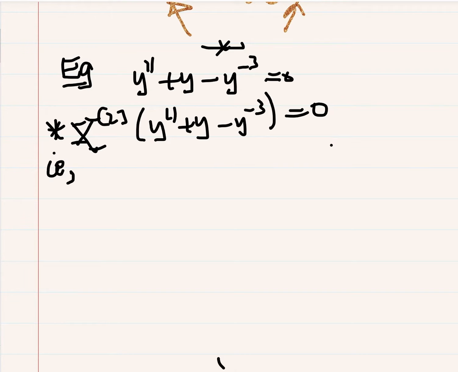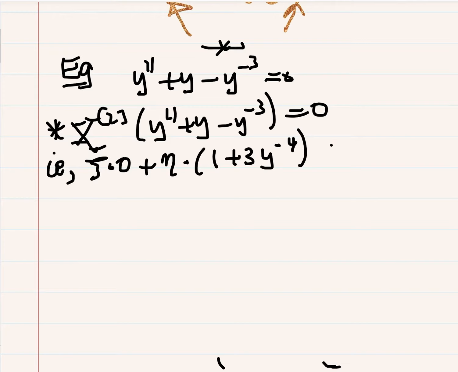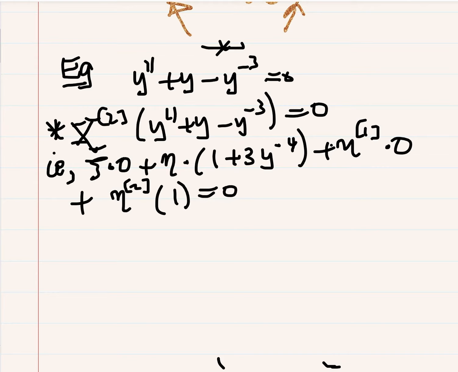So first of all, xi d/dx of the bracket is 0. Then eta times d/dy of the bracket, the partial d/dy of this bracket, is 1 plus 3y to the minus 4. Then plus eta 1 times d/dy dashed of the bracket. D/dy dashed of the bracket partially is 0 because the bracket is independent of y dashed. And then plus eta 2 times the partial derivative of the bracket with respect to y double dashed, which is 1, equal to 0. So this implies that we have eta times (1 plus 3y to the minus 4) plus eta 2, which we need to write in terms of the partial derivatives.